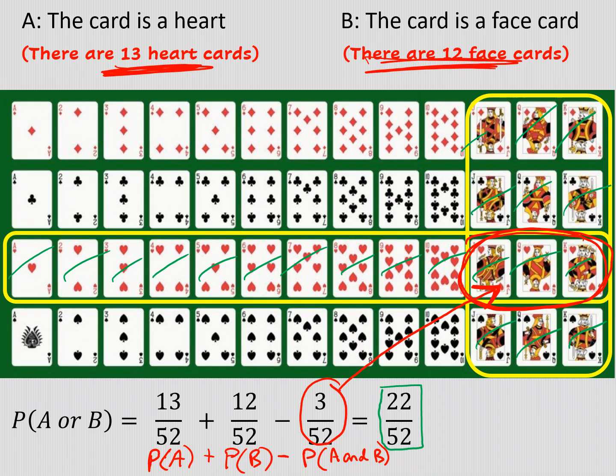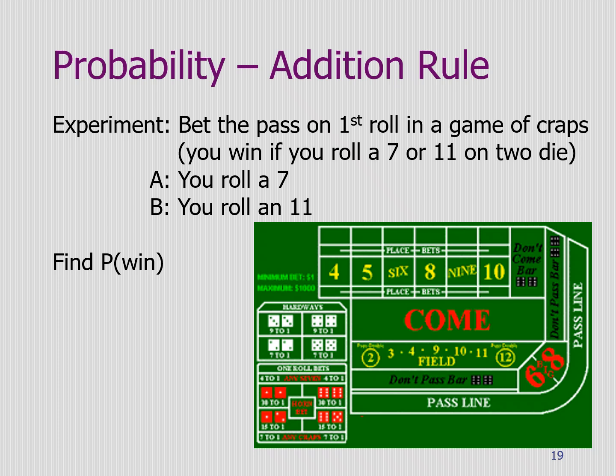Okay, so that's an example of the probability of two events, A or B, when they are not mutually exclusive. There's some overlap there. Now let me go back to an example that we've done already. We did this one in class in the last video.